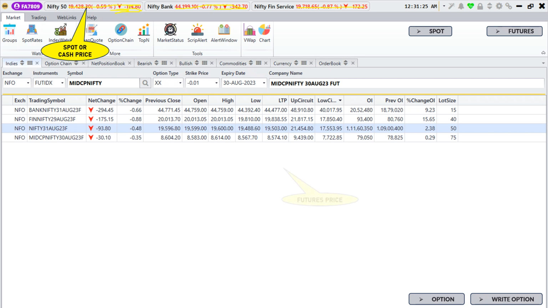The lower portion of the screen shows futures current market price of Nifty 50, Bank Nifty, Nifty Midcap 50, and Nifty Financial Service Indexes and their respective expiry dates. A careful look at the spot and futures market price will denote significant price differences.